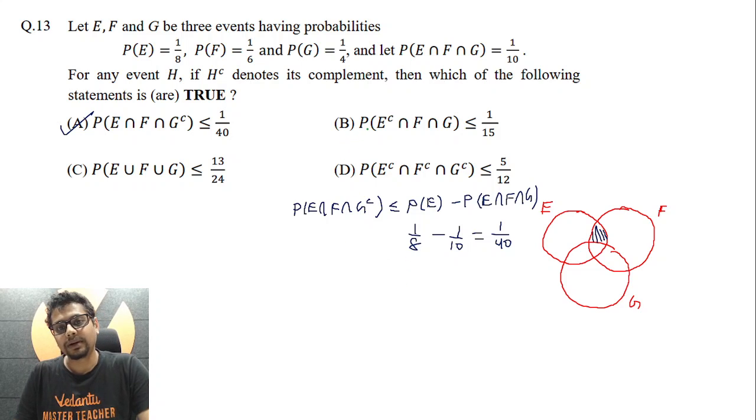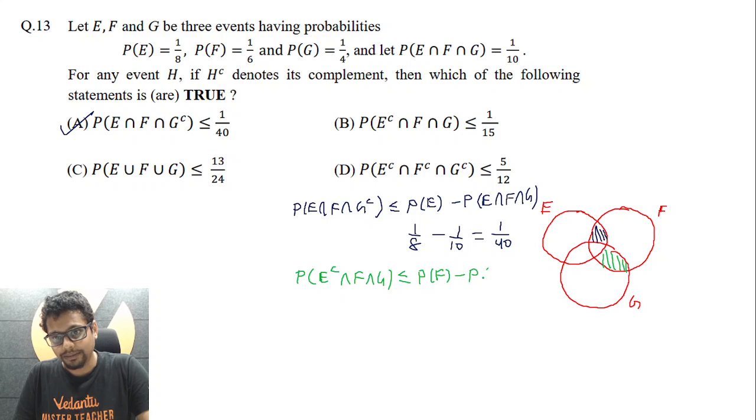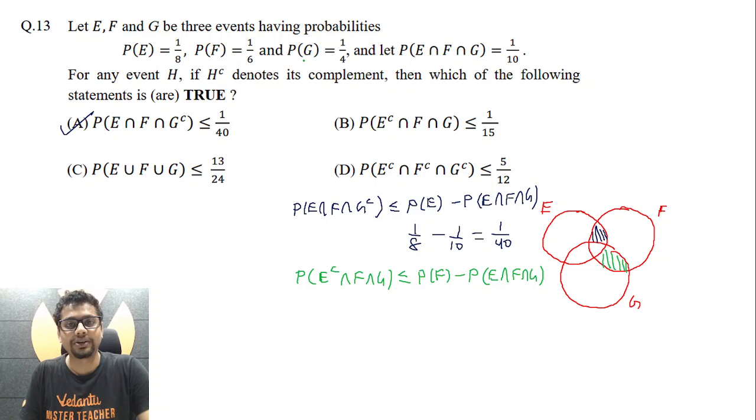Similarly, let's try to comment upon probability of non-occurrence of event E intersection F intersection G. So F intersection G is essentially this, intersection E complement. So what we have is this. So again I can say probability of complement of E intersection F intersection G is essentially less than or equal to, I'll take probability of F minus probability of E intersection F intersection G. I could have even taken probability of G minus probability of E intersection F intersection G. However, this gives me again a stricter constraint, probability of F being less than probability of G.